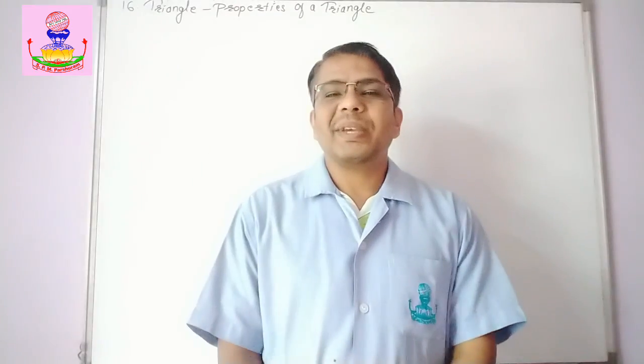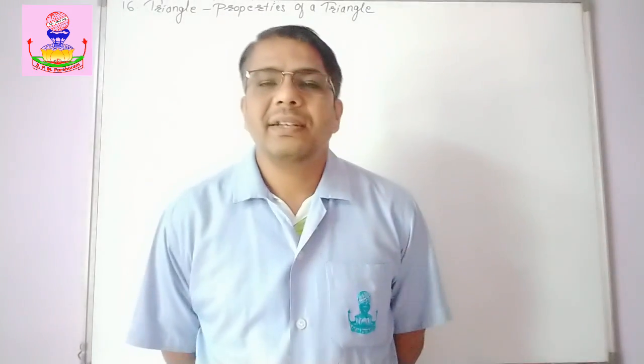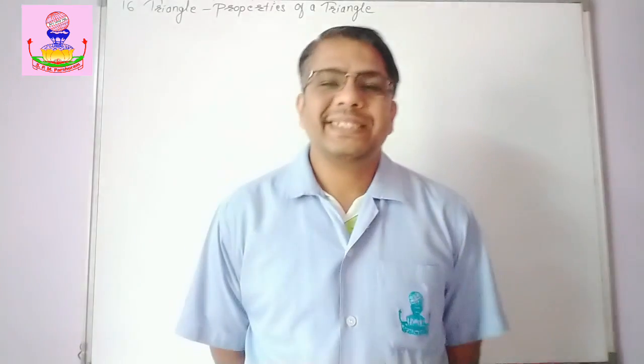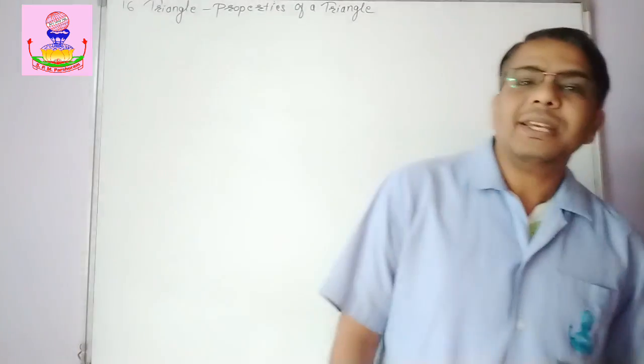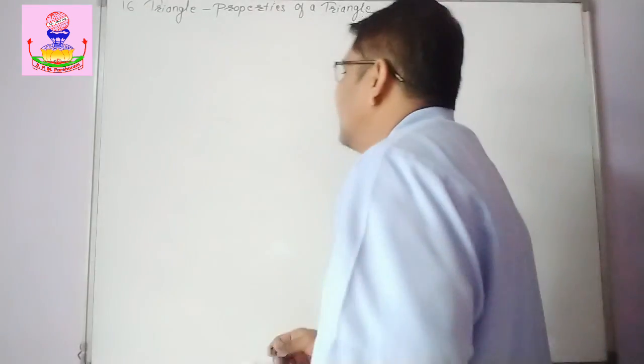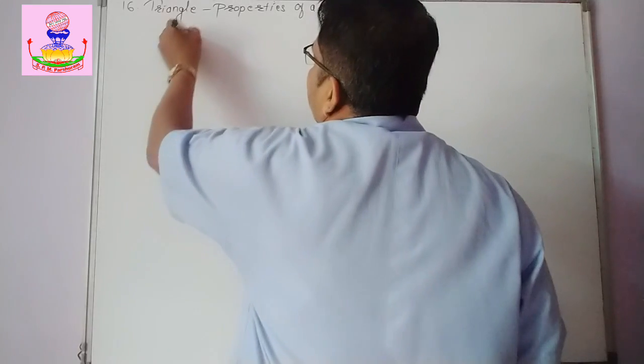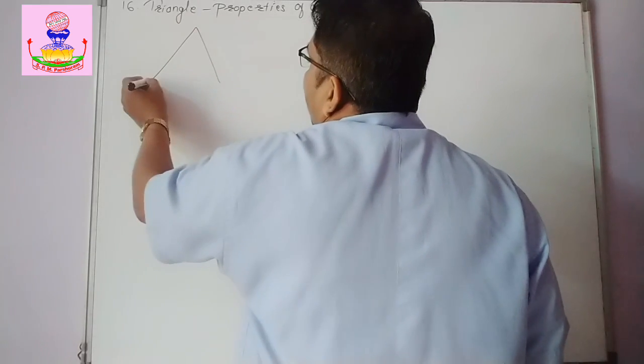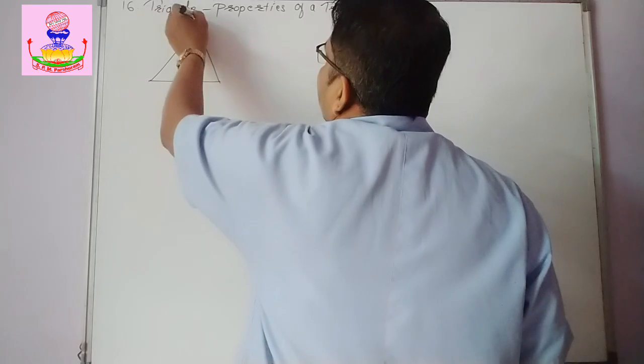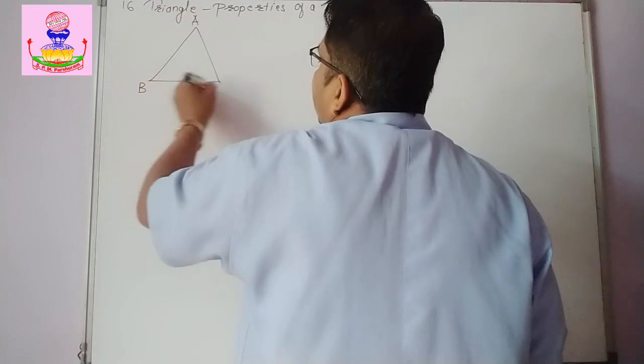Today we are going to begin with the new topic, triangle and properties of triangle. So basically, what is a triangle? A triangle is a closed figure having three sides and three angles.